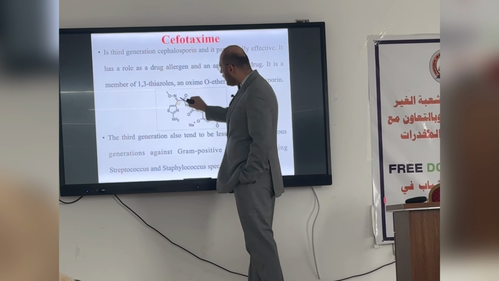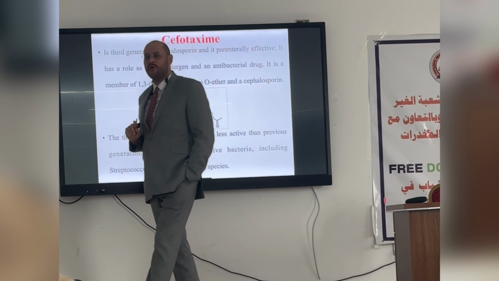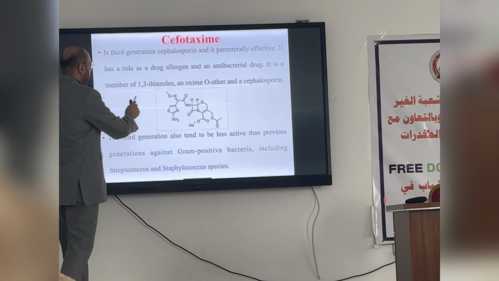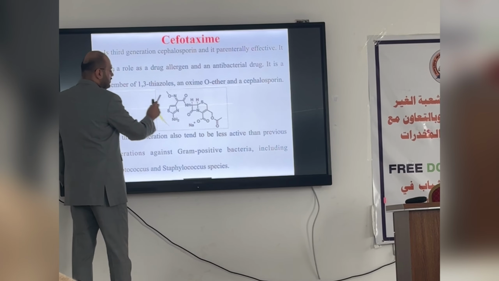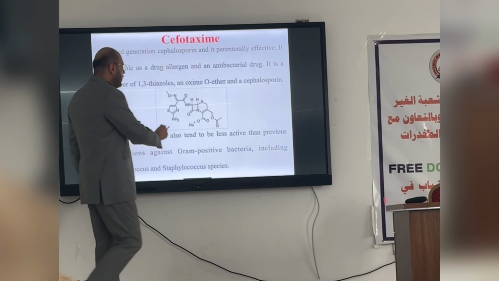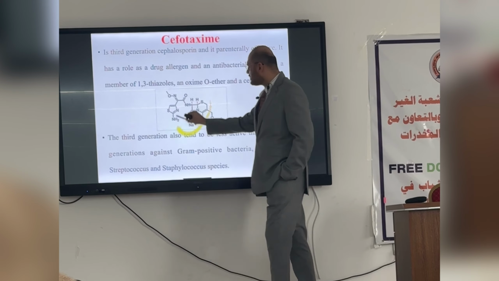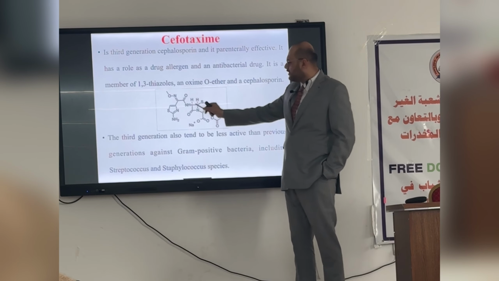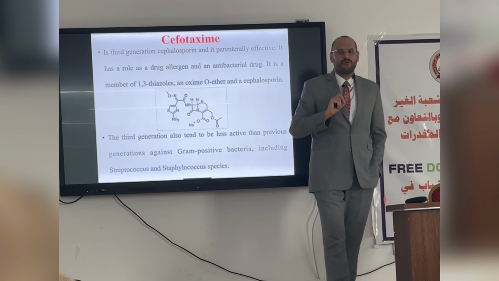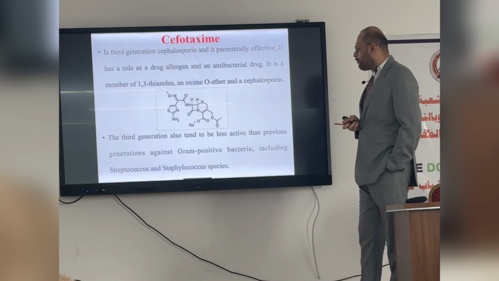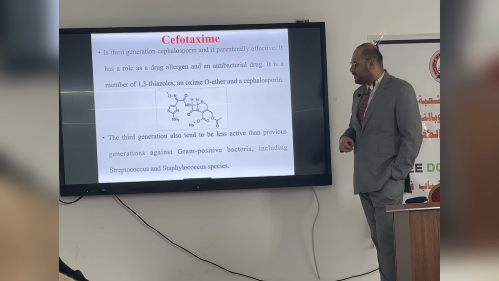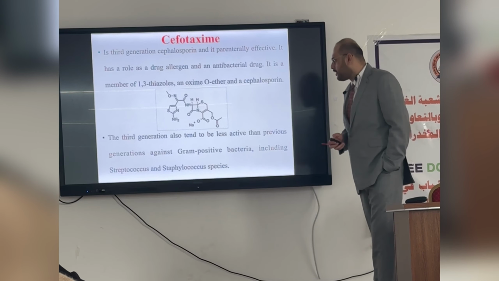You know, we have here N-double-bond-C. That is what we call oxime. N-double-bond-C, we call it oxime, and 1,3-thiazole, which is this part, and this part is constant, that we have 7-aminocephalosporanic acid, we have NH2, but instead of one of the hydrogens we have this compound. Third generation also tends to be less active than the previous generation when we talk about gram-positive activity.